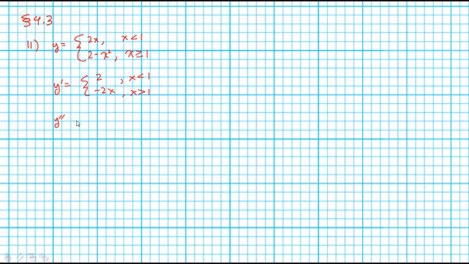Let's go ahead and go to y double prime, where the second derivative here is going to be 0, and the second derivative here is going to be negative 2. And again, this is while x is less than 1, and this is while x is greater than 1.